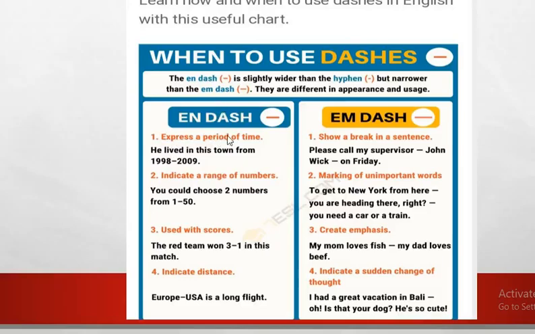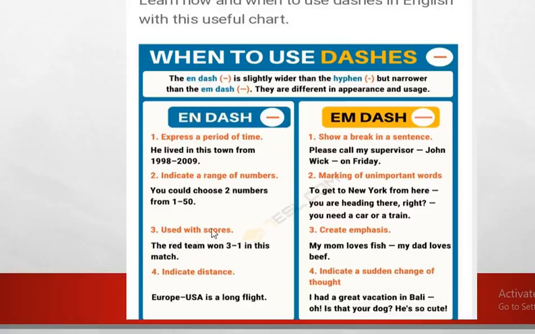The en dash expresses a period of time. He lived in this town from 1998–2009. The en dash indicates a range of numbers. You could choose 2 numbers from 1–50.